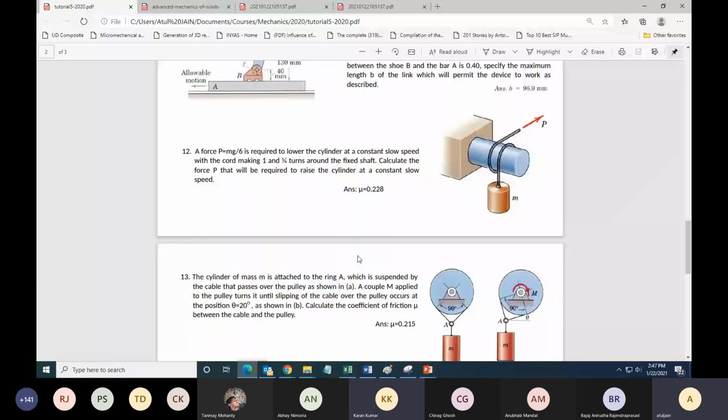If force P equal to mg by 6 is required to lower the cylinder at constant slow speed, making 1 and 1/4 turn. 1 and 1/4 turn means what? What is the value of 5 by 2? 5 by 2 pi. So what is the problem in this question? They have given mu in the answer and asked the question of P. If force P is already given, how can you calculate the force P? Sir, in the second case, to raise it at slow speed.